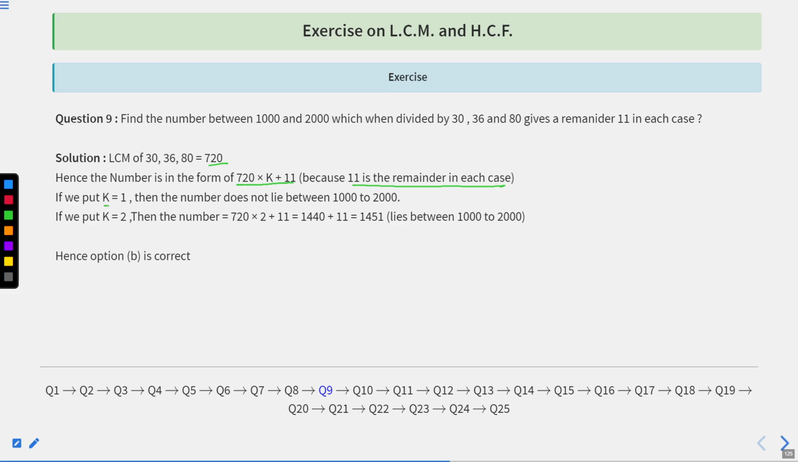So if we choose k equal to 1, then the number does not lie between 1000 and 2000. It is less than 1000. So if you choose k equal to 2, then you get 1451, which lies between 1000 and 2000. Hence, which option is correct? Option number B.